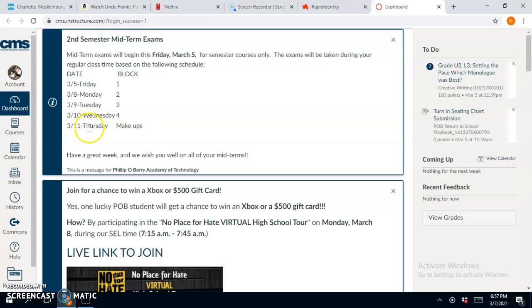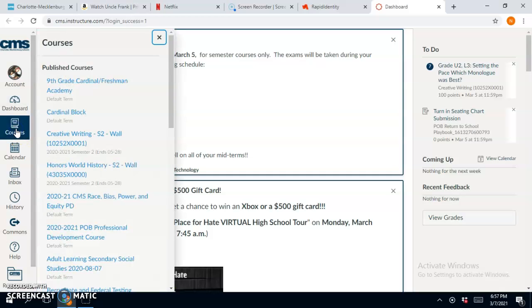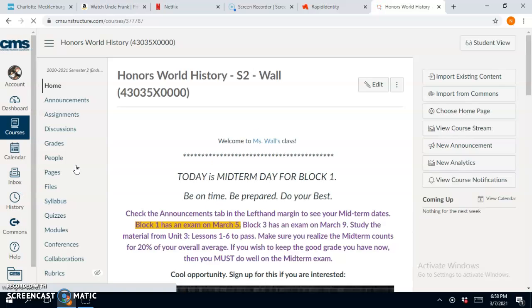I'm going to start by introducing our new unit. Our new unit is Unit 4. Unit 4 marks the beginning of the Renaissance.